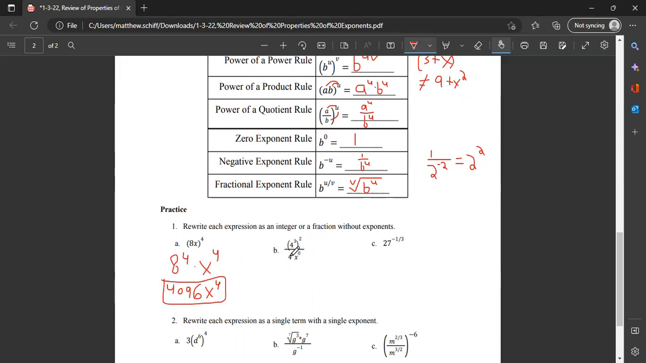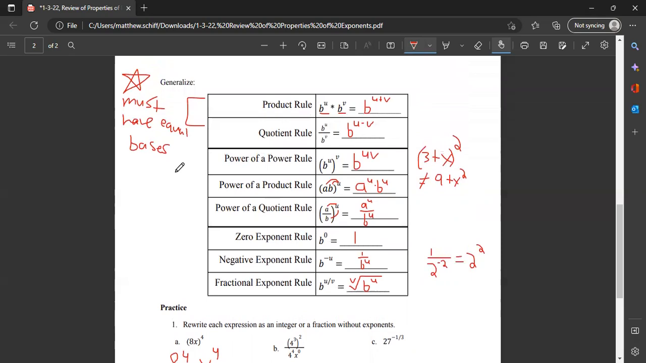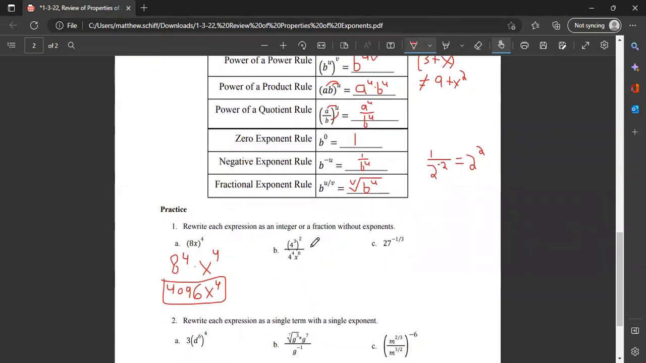For 1b, we have a complicated fraction. When you have a fraction with all these exponential expressions going on, you're not sure where to start simplifying. Well, most of the time, you can just pick one part to start with and then deal with the other part later. So I'm going to take care of the numerator first, and then I'll deal with that denominator. So in the numerator, I have 4 cubed, and then that entire thing is being squared. So I have a power to a power. Hence, I use the power to a power rule, where I multiply the exponents. So 4 cubed squared is really 4 to the 6.